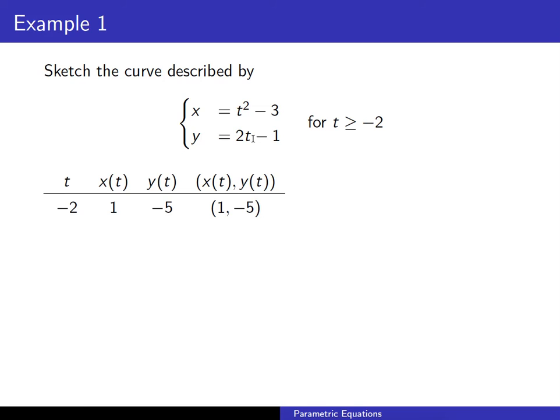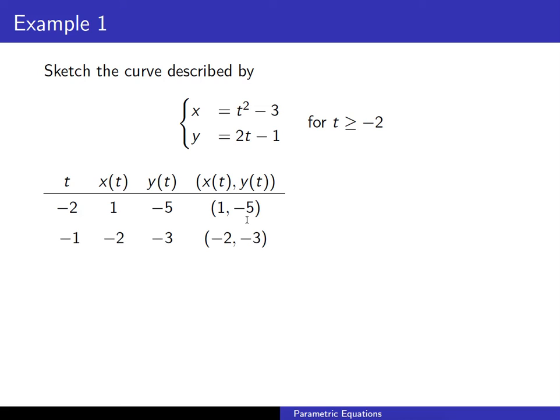So let's start with t is -2, and we plug -2 in for t squared minus 3. We'll get an x coordinate of 1. When we take 2 times -2 minus 1, we'll get a y coordinate of -5. So when t is -2, we have the point 1 comma -5. So we could build this up as we go, but we would start with the point 1, -5 on our x and y coordinate system.